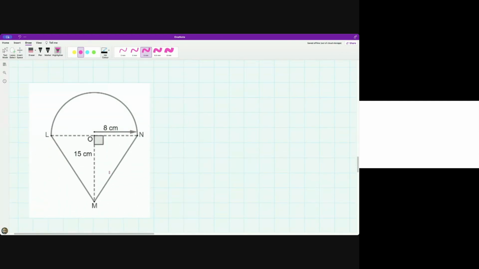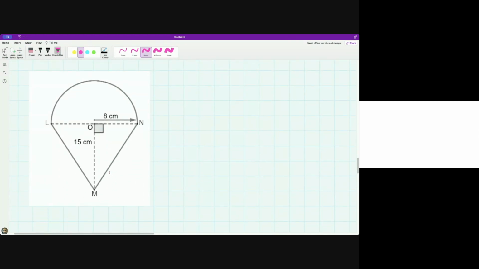Okay, let's do another one. Let's do this one over here. Let's start with the perimeter. Forget about the area. I want you to find me the perimeter. And all I'm going to do is highlight with colors a little bit of a helping hand to help you out here.